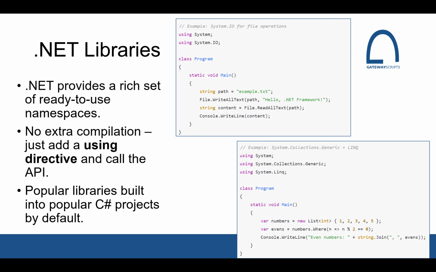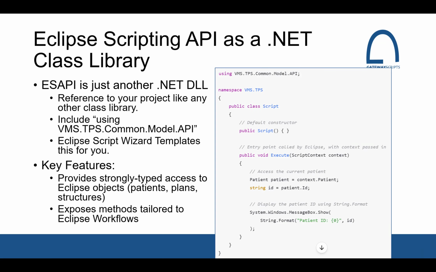There are many benefits to utilizing the standard .NET framework libraries. It's going to speed up development since you don't have to reinvent code pieces. It's going to reduce bugs because you're tapping into community-tested code from professional developers. The programmers at Varian built the Eclipse scripting API the exact same way as we've discussed before. ESAPI is just another .NET framework DLL.